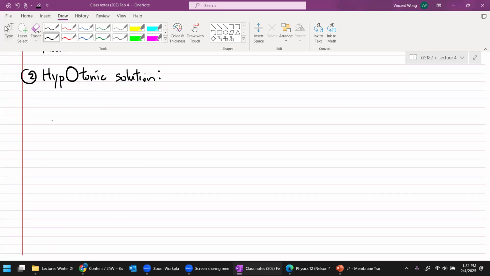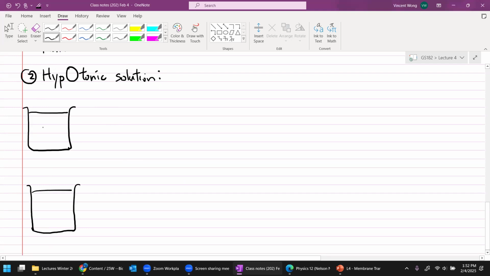So let's draw the cells again. This is the beaker. This is not the cell. This is just the beaker, like glassware to keep the cell in. And at the top, we're going to put an animal cell. And here we're going to put a plant cell.